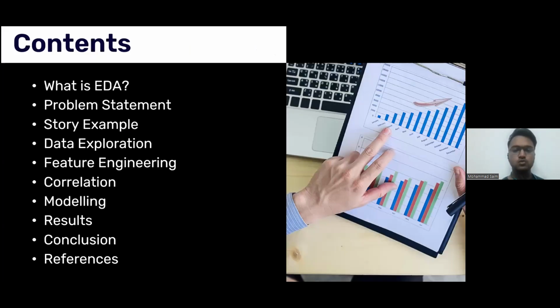So first, let's see what the contents we'll be doing and assessing. First, we'll see what exploratory data analysis actually is, and what the problem statement was that was given to us. Then we'll try to understand the problem through a story. Then we will do some basic data structure exploration along with some feature engineering and correlation processes. And then we'll talk about the modeling process that we have used, and then we will observe the results and finally the conclusion.